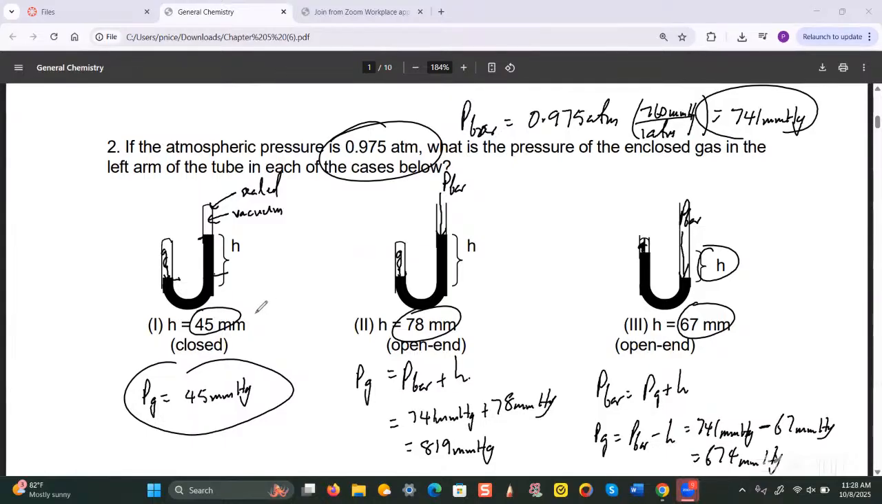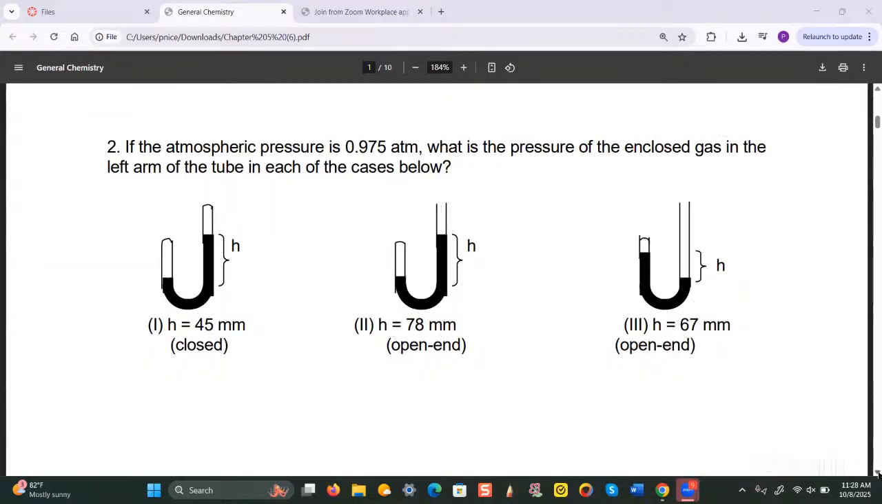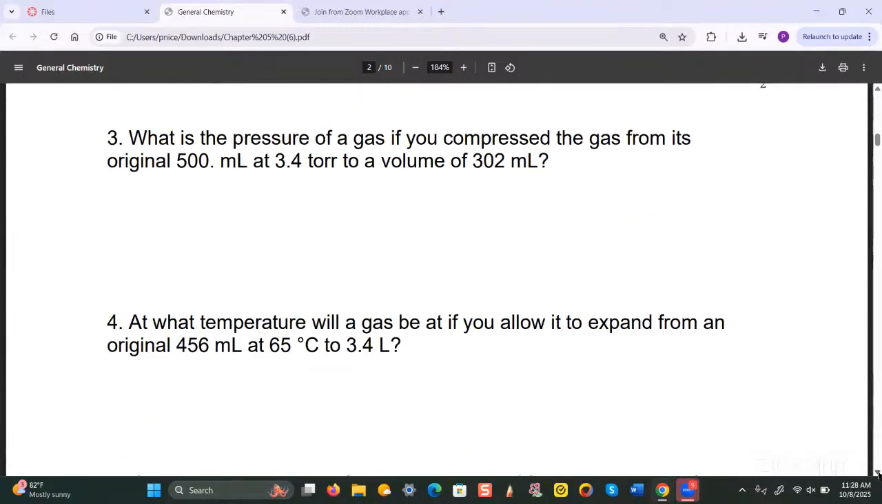Any questions? Okay, I'm going to clear this and scroll down to number 3. Number 3 says, what is the pressure of a gas if you compress the gas from its original 500 mL at 3.4 torr to a volume of 302 mL?